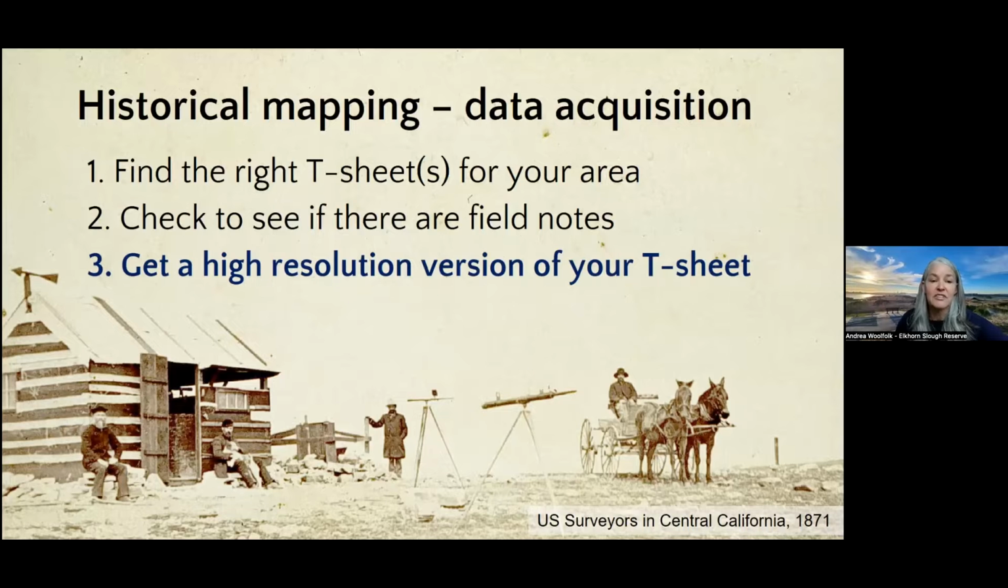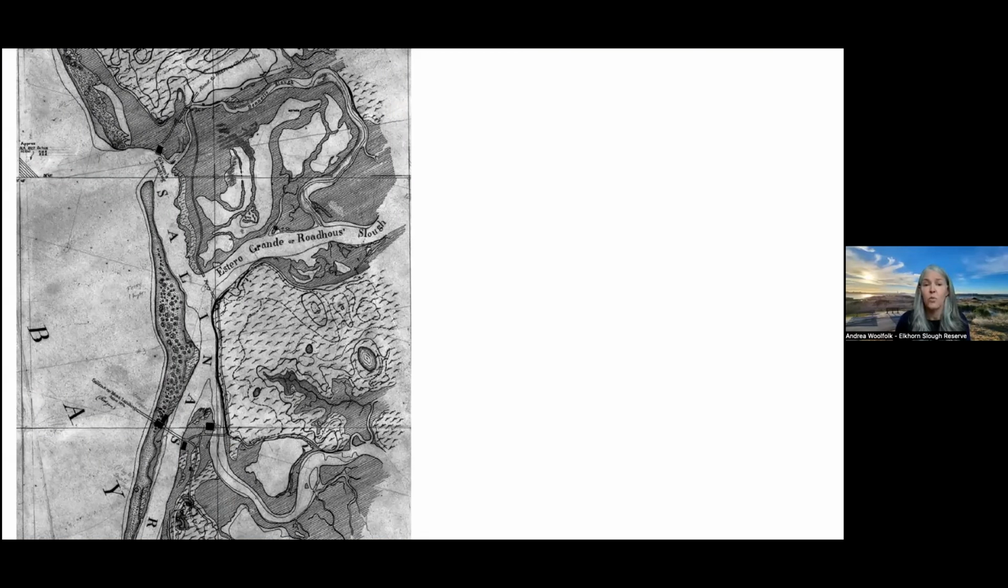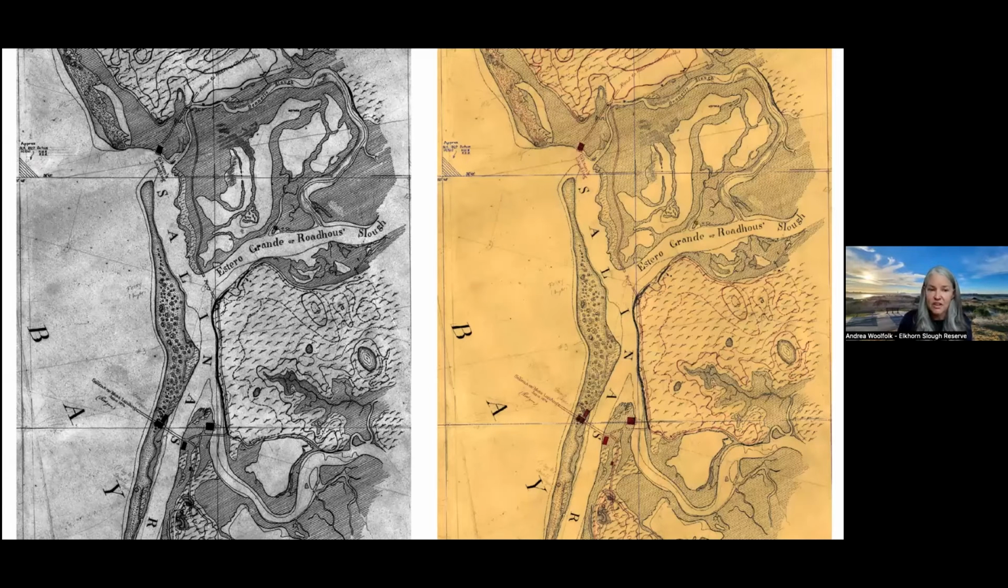All right, so we've identified the T-sheets we want to use, and maybe we found a descriptive report. So now it's time to get a better version of our T-sheet. Why? You can use the black and white versions, but there are advantages to getting high resolution color versions. So let's go back to my site, Elkhorn Slough, and here's a detail from the black and white version that I downloaded. It's reasonably clear, but here's the color version.